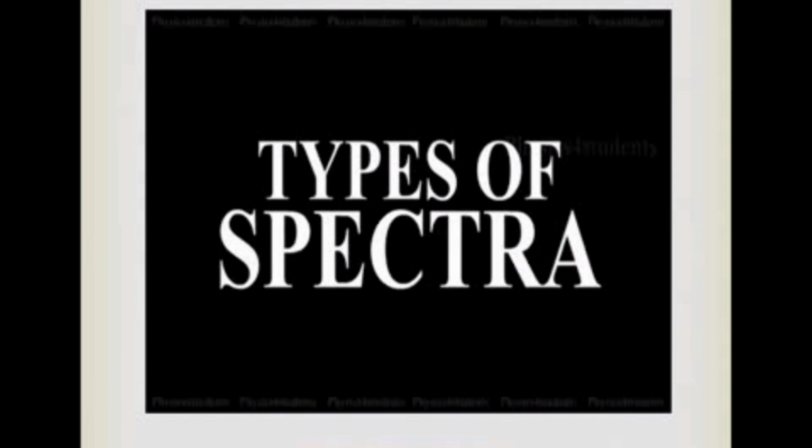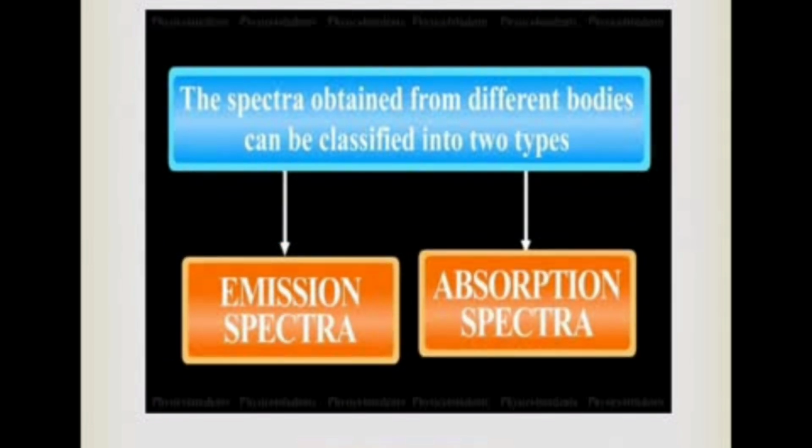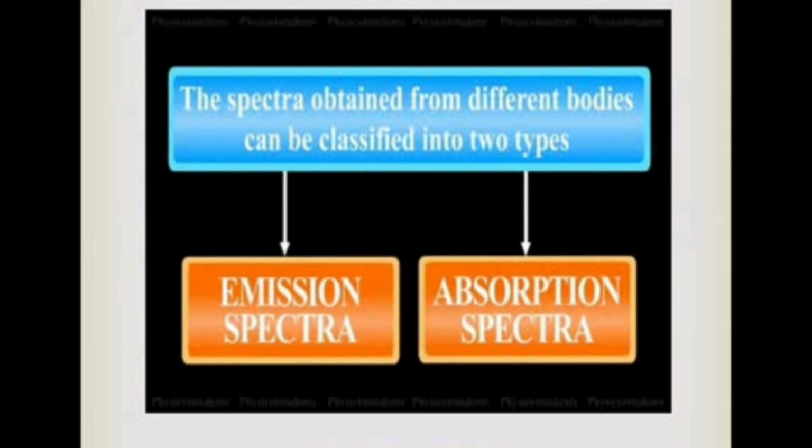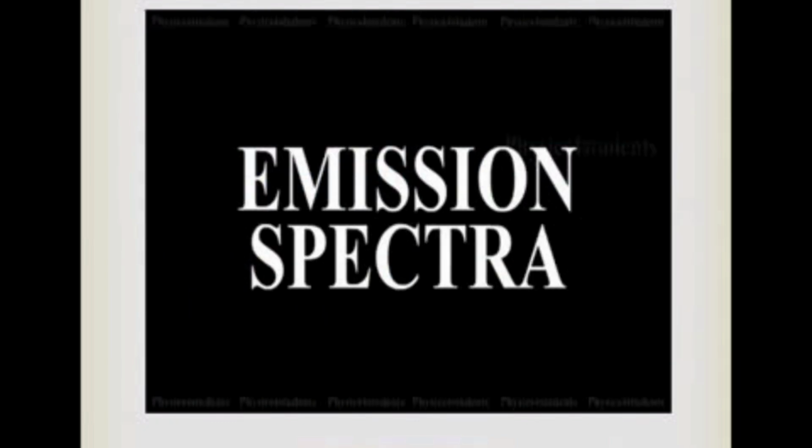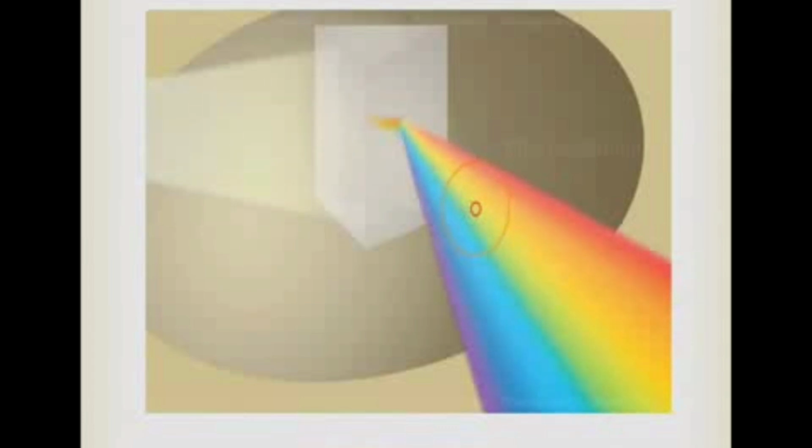Now we are going to see the types of spectra. They can be divided into 2 types: one is the emission spectra, another one is the absorption spectra. The emission spectra is where a self-luminous source is taken. Each source has its own characteristic emission. The emission spectra can be divided into 3 types.